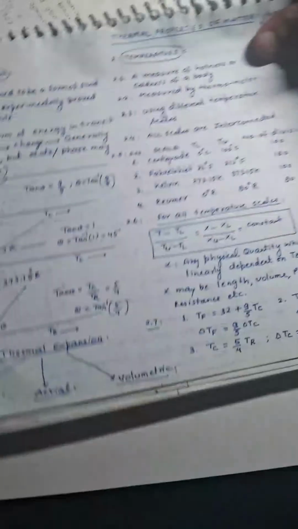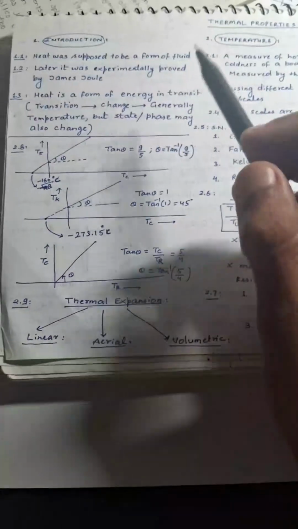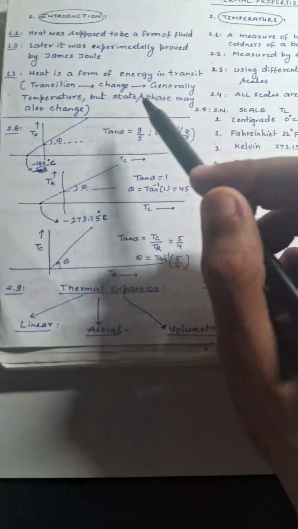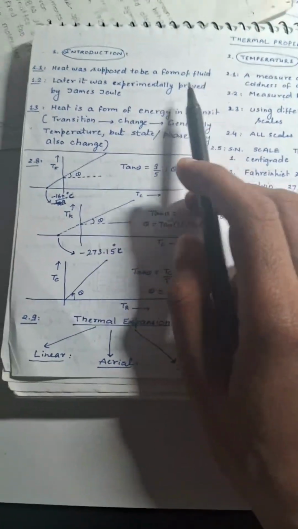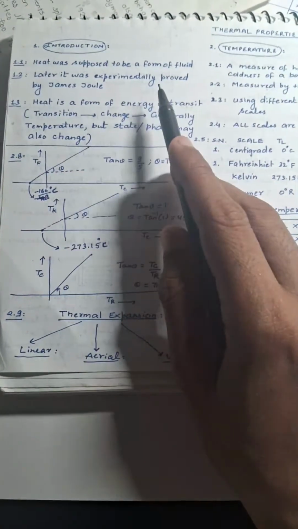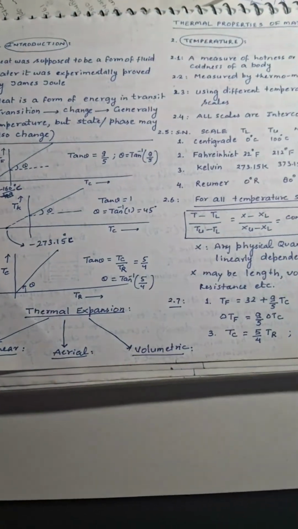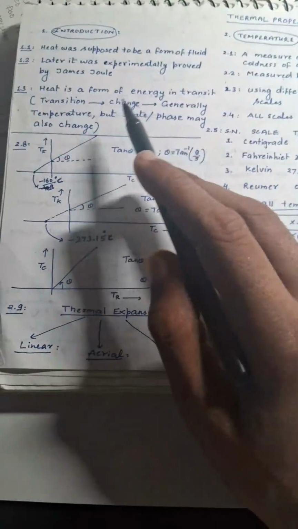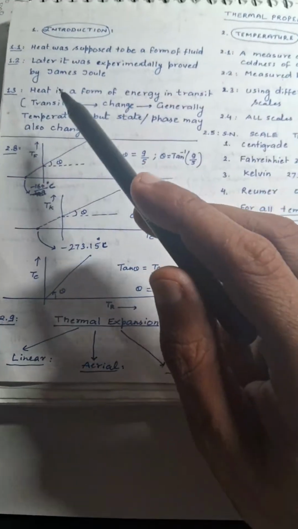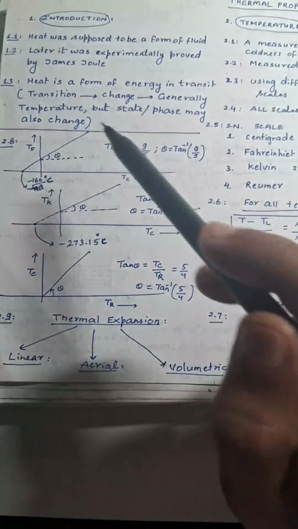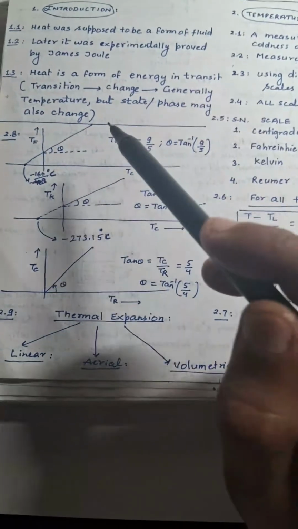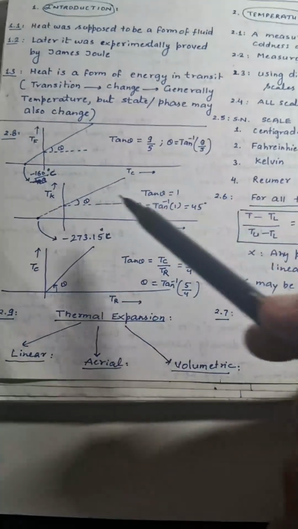Then we have another discussion video on the introduction of heat. Heat was supposed to be a form of fluid initially, but it was experimentally proved that heat is just a form of energy by the famous James Joule cylinder turning experiment. In fact, it is a form of energy in transit. Transition means change, generally of temperature, but state and phase may also change.